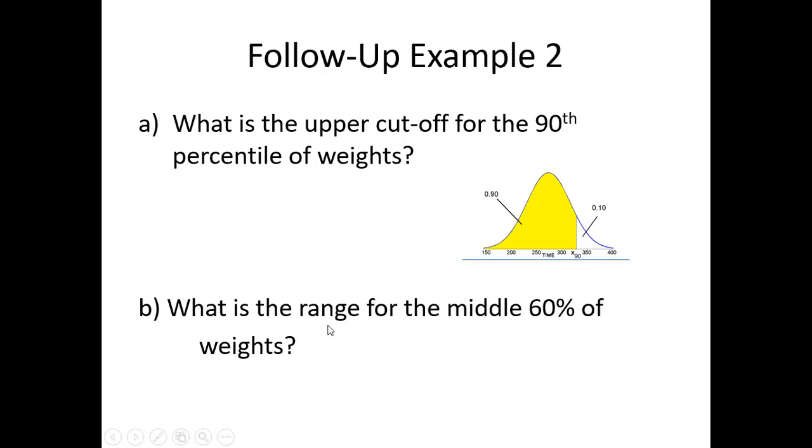And in part B, we're interested in the range for the middle 60% of weights. So the middle 60% would leave 20% in each of the tails.